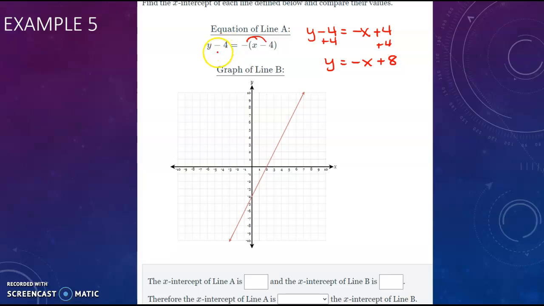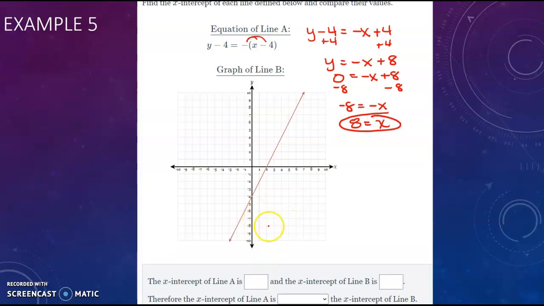Okay, so how do you find the x-intercept? Well, you make y 0. To find the x-intercept, you make y 0. So now I've got to solve this. So negative 8 equals negative x. So 8 is going to be my x-intercept here.